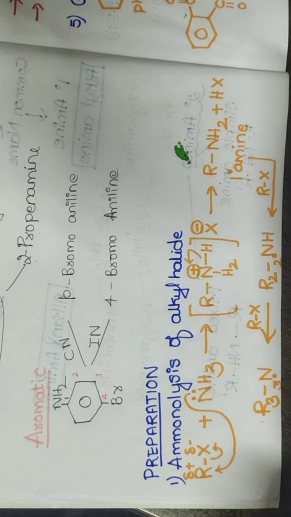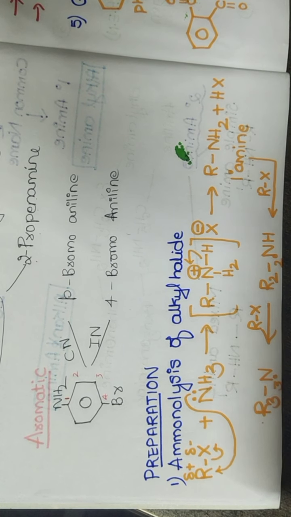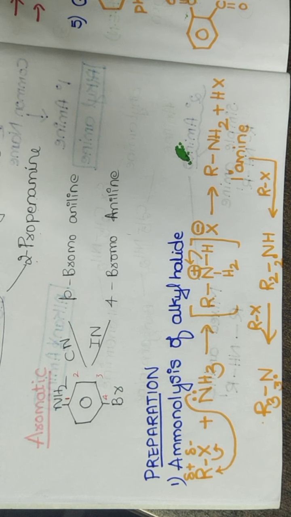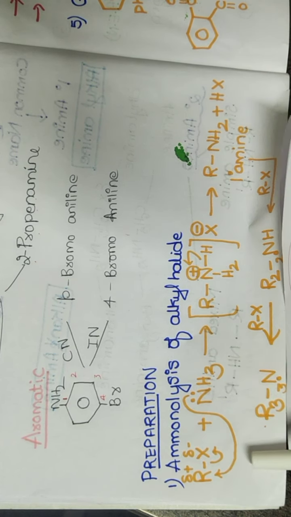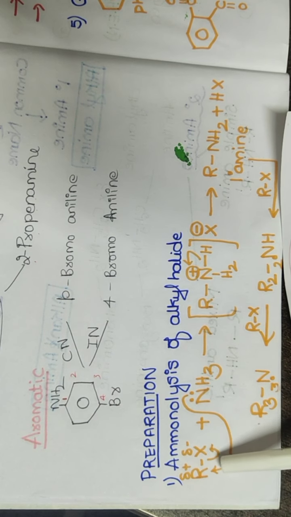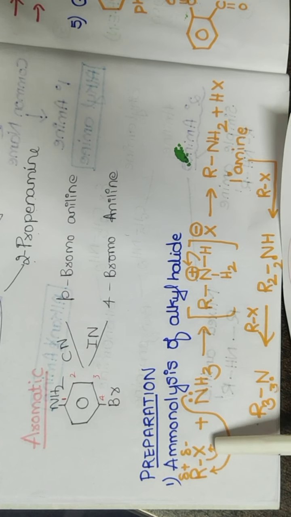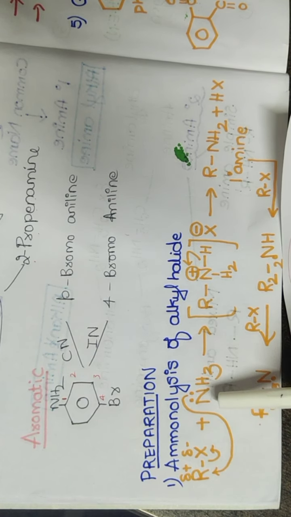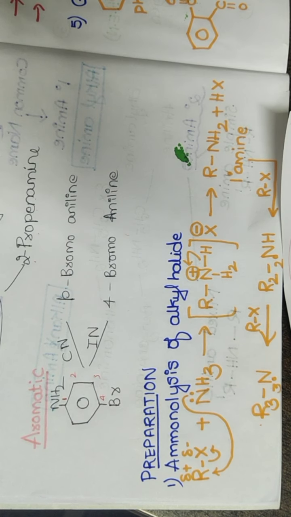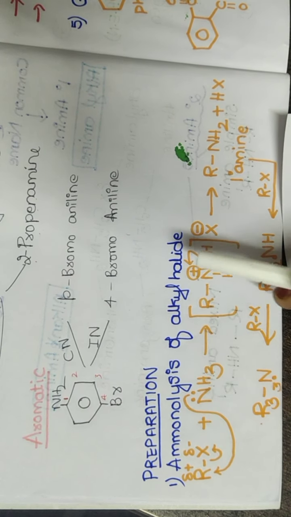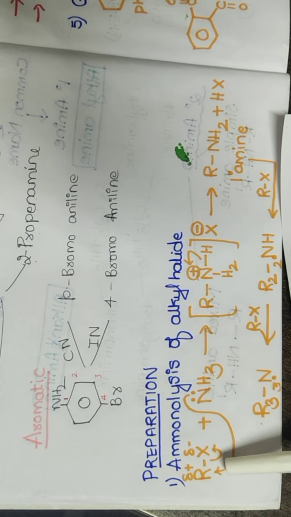Okay, so now we'll start with the preparation of amines. To begin with, the first one is called ammonolysis of alkyl halide. Here alkyl halide is taken as a substrate, because you know that in organic reactions one of the reactants will be called the substrate and the other reactant will be called the attacking reagent. So here alkyl halide is taken as a substrate.